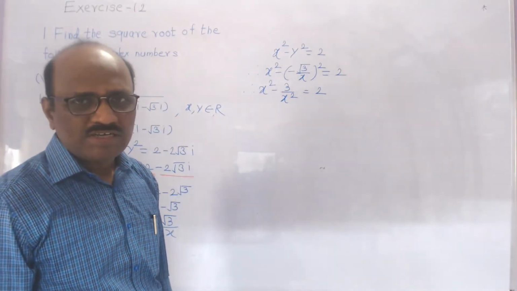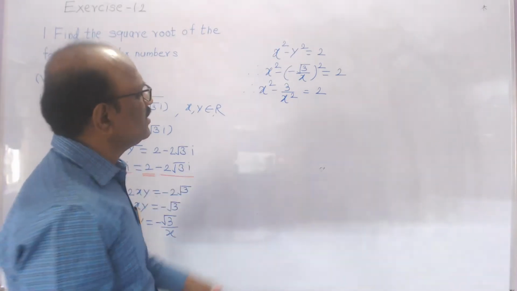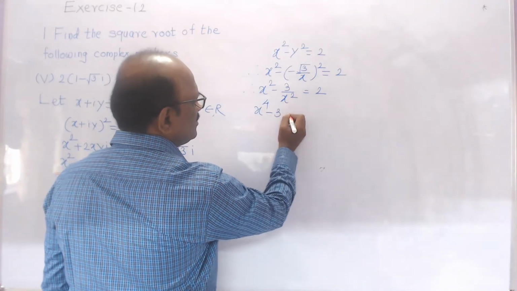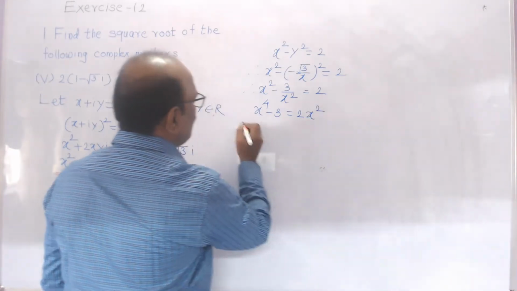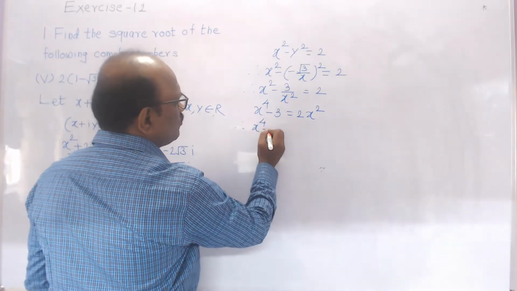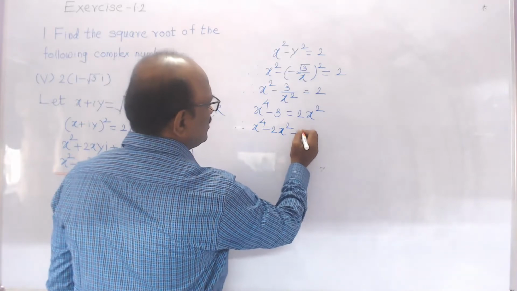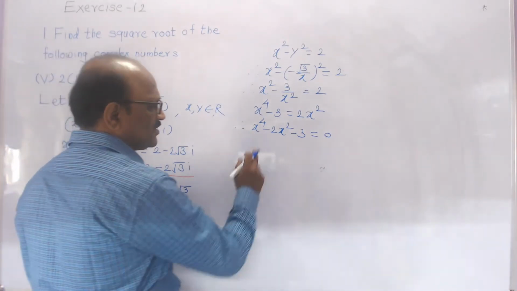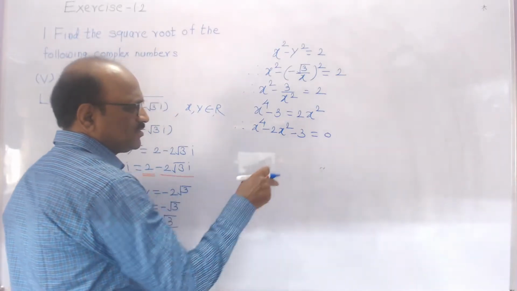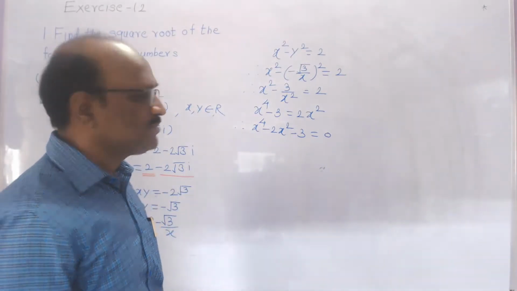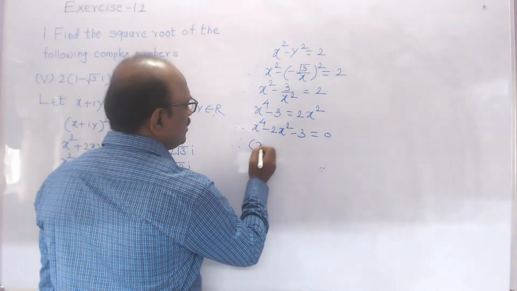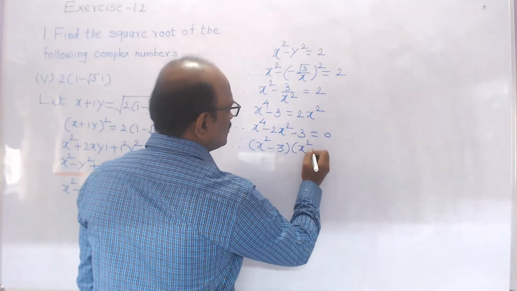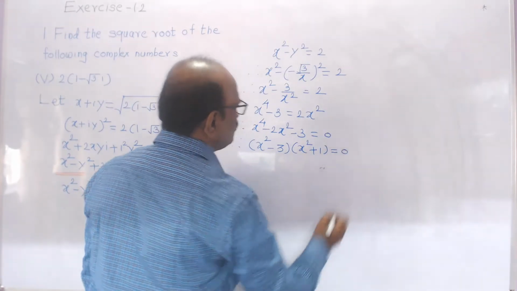Now multiply on both sides by x square. x square into x square gives x raised to 4, minus 3 upon x square into x square gives 3, equals 2 into x square. Now we can rearrange these terms: x raised to 4 minus 2x square minus 3 is equal to 0. This is a quadratic equation in x square. We need two terms whose product is minus 3 and sum is minus 2. Therefore, the factors are x square minus 3 and x square plus 1, equal to 0.